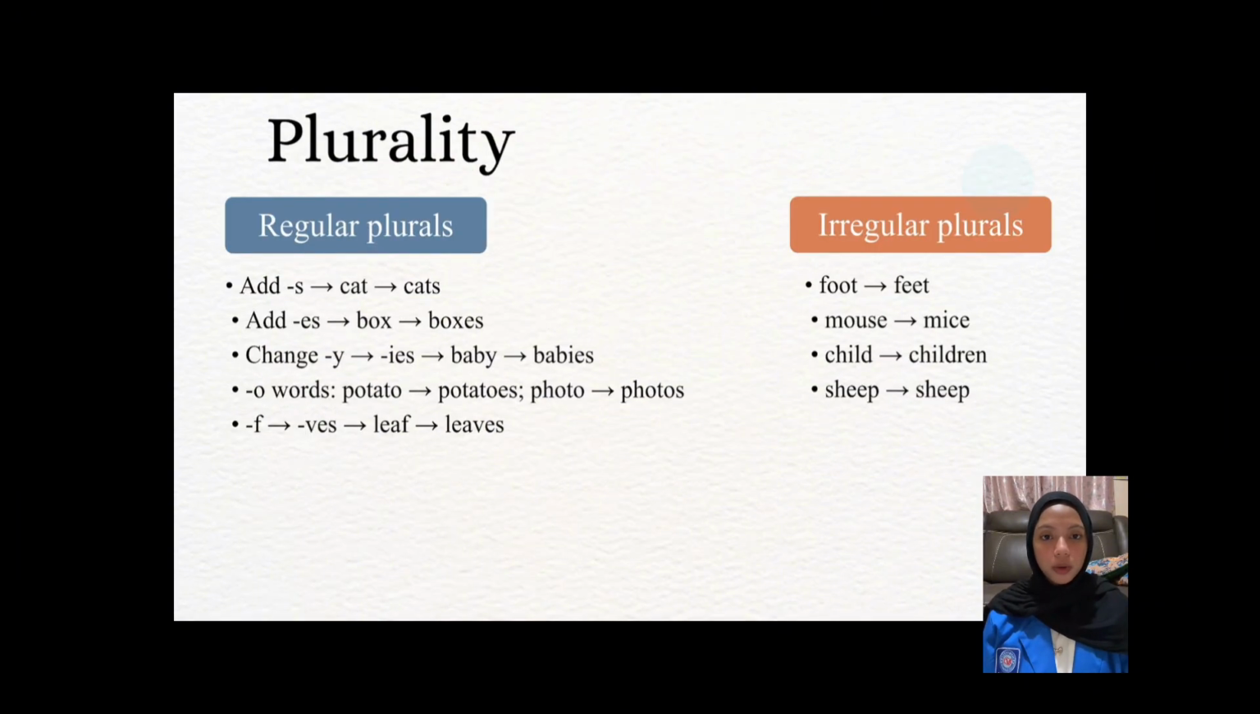For regular plurals, we usually add s, like cats, add es, like boxes, change y to ies, like baby to babies. For O words, potato to potatoes and photo to photos. And for F words, like leaf to leaves. For irregular plurals, the spelling changes completely. For example, foot to feet, mouse to mice, and child to children.